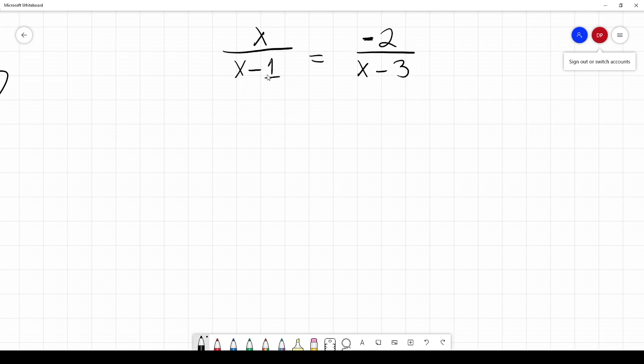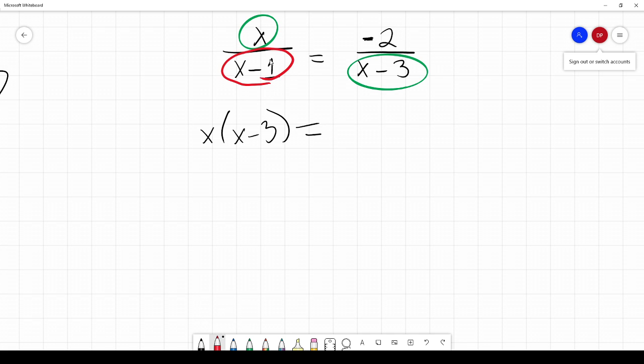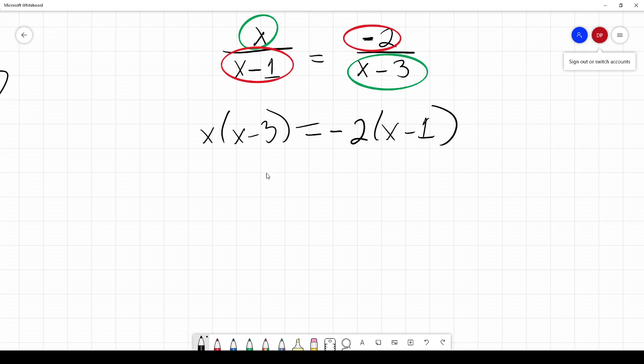So we're going to cross multiply. We're going to do the top on the left side. So let's circle these. We're going to do x times x minus 3, top of the left side times the bottom of the right side. And we're going to set it equal to the other two parts: the bottom of the left side times the top of the right side. And again, I put the negative sign with the 2 there. We need to make sure we keep that. So this is negative 2 times x minus 1. Okay, so far this looks pretty similar to the last problem.